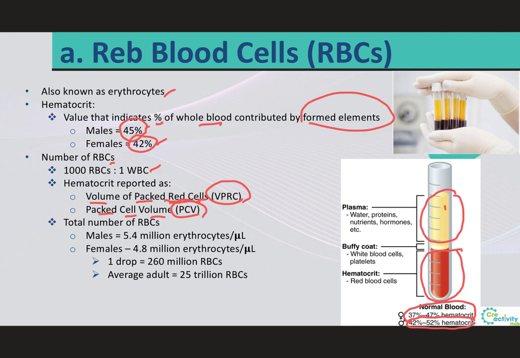Now, the number of erythrocytes in the blood of a normal individual really staggers the imagination. Normal adult males will have 5.4 million erythrocytes per microliter, which is the same as cubic millimeter if it helps. And females will have about 4.8 million erythrocytes per microliter. In addition, the amount of erythrocytes contained in one drop of blood would be 260 million. And in the entire body of an average adult, that would be 25 trillion. Yes, trillion with a T.